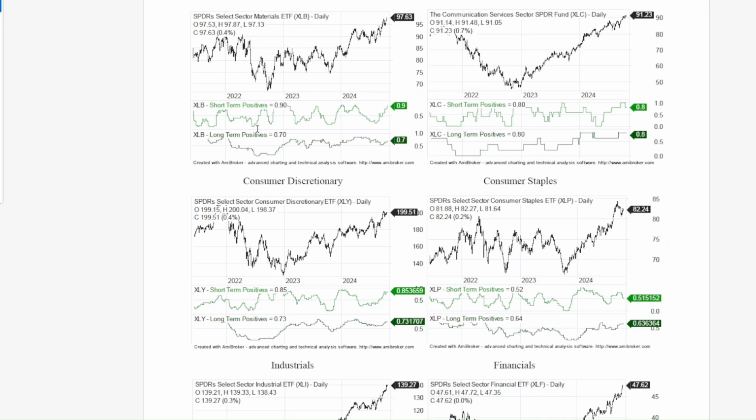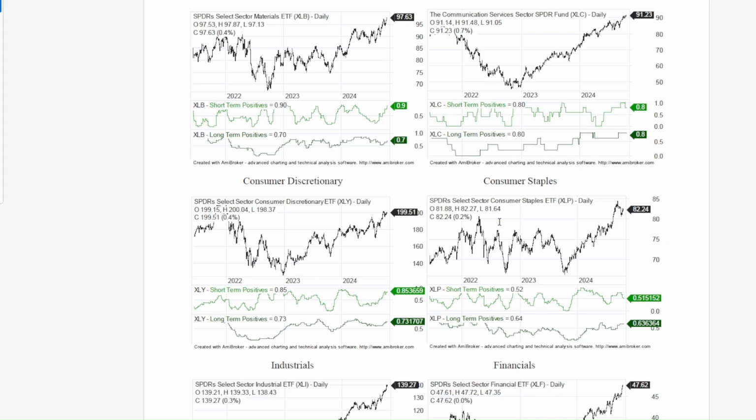And you can see the periods where the short-term positives get oversold. What I really like is when we get oversold, but the long-term positives are still above, around the 50 mark. When we get those, they tend to be very good opportunities. We saw one of those recently on the most recent decline in the basic materials.